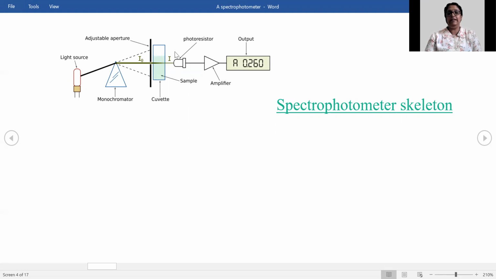Once this happens, the light will pass through the cuvette. Now, a cuvette can actually be a plastic container. It should be transparent. That is the major requirement. But what material it is made of will depend on what your sample is and what wavelength you are using. If you are using UV light and you are using a plastic cuvette, it will give you a huge error because plastic absorbs the UV light.